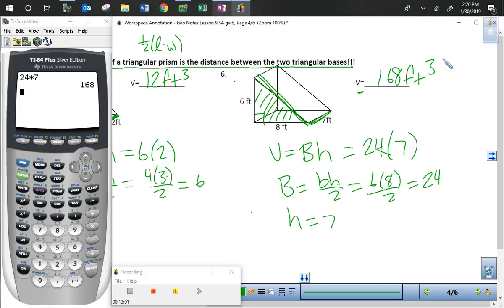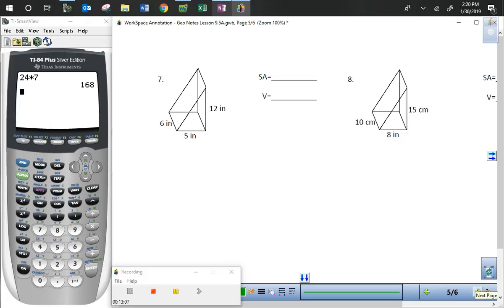Alright. Next couple, we're going to bring back surface area. So now I need you to locate prism on your cheat sheet to find the formula for the surface area of a prism. Again, it's lateral area plus 2 bases. Lateral area is still the perimeter times the height here. So we need P, B, and H.